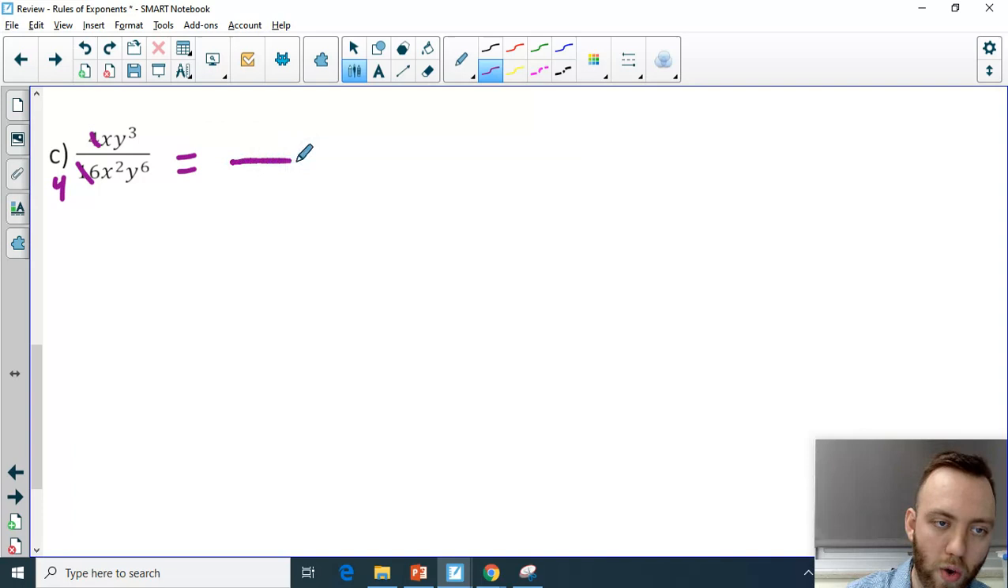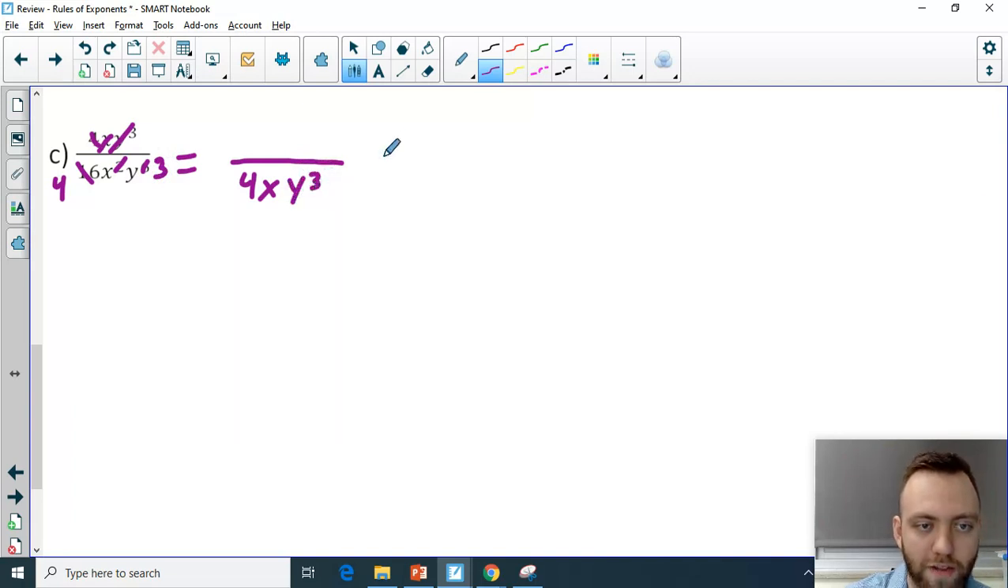And now, so there's a 4 on the bottom. Now, this x is going to cancel with one of those x's and just leave 1, right? So we're going to have an x down here. And then 3 of those y's are going to cancel with 3 of those y's. So since there was 6, there's going to be 3 left. So we're going to have y to the 3rd left.